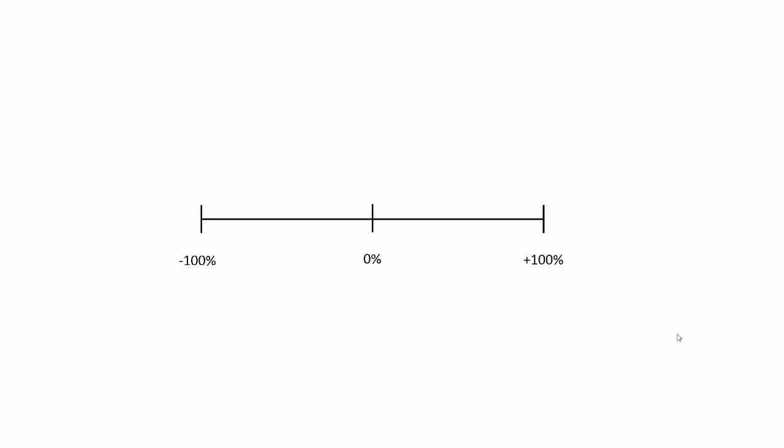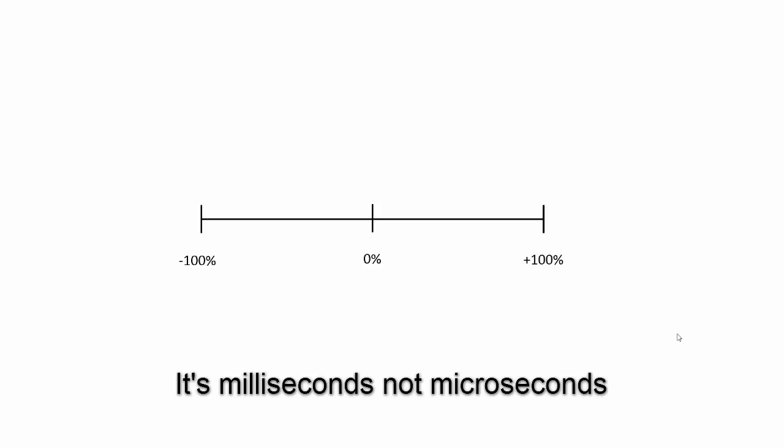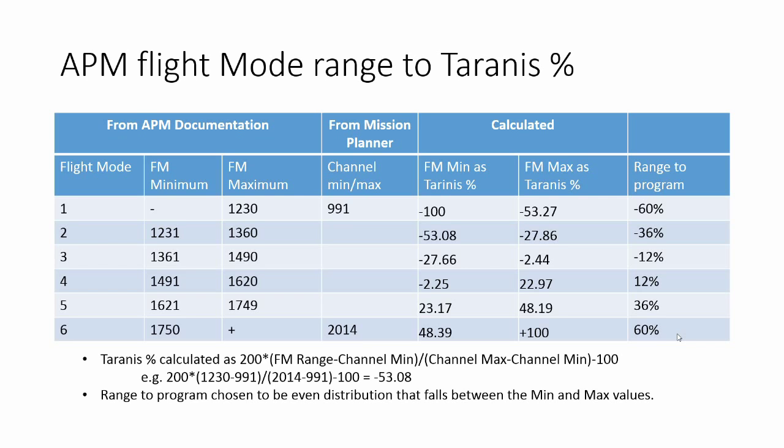Our 3-position switch that we're going to use goes from minus 100, or 1 millisecond, to 0 in the middle, or 1.5 milliseconds, to plus 100, which will be our 2 milliseconds. This table looks quite confusing, but I'm going to take you through it, so it will be fairly self-evident at the end. The first 3 columns define our flight modes and the width of the pulse in microseconds to indicate that flight mode.